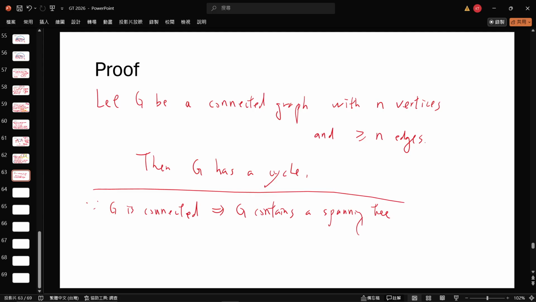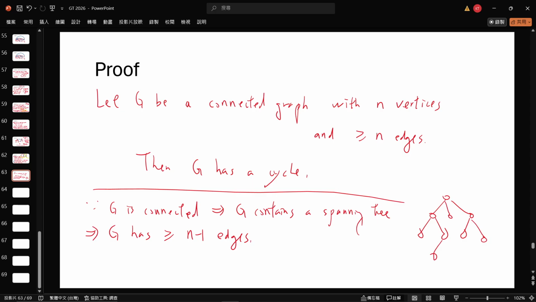spanning tree. And because a spanning tree with n vertices contains n minus 1 edges, G has at least n minus 1 edges. So this is a tree.